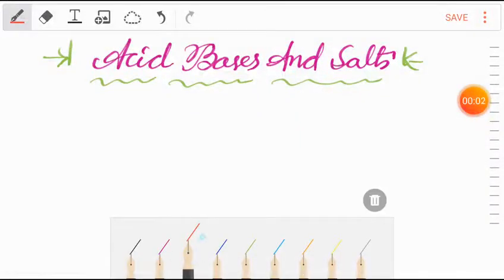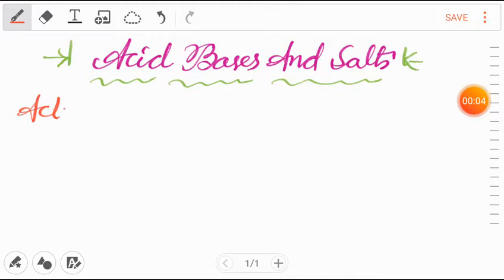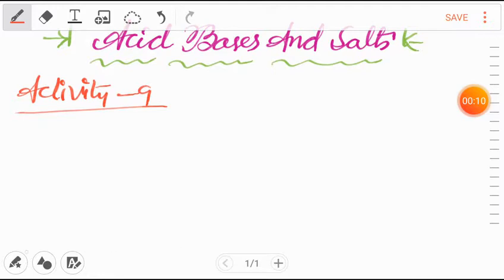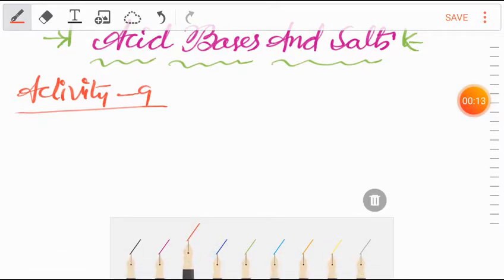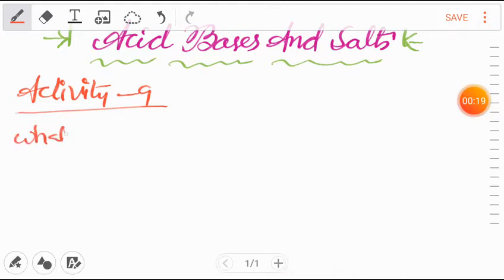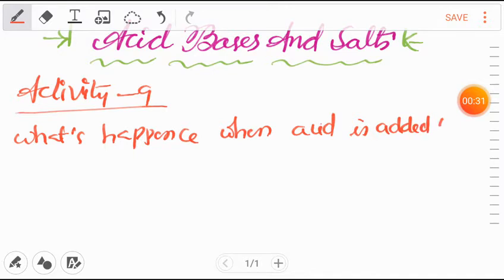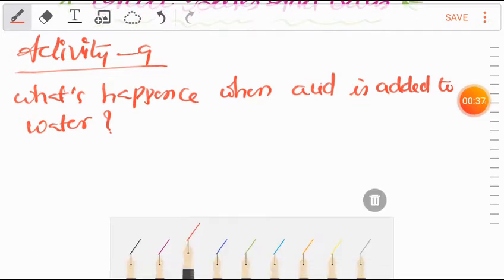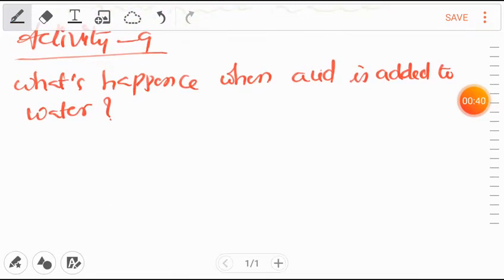Students, we are discussing acid base and salts, activity 9. In activity 9, I want to ask you one question. What happens when acid is added to water? This is the question. The answer we already somewhat know. When acid is added to water, it releases H plus ions, right?